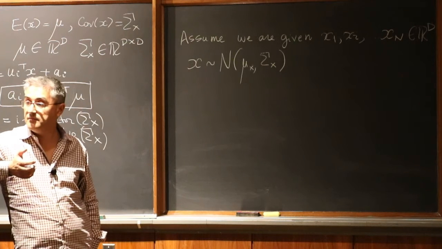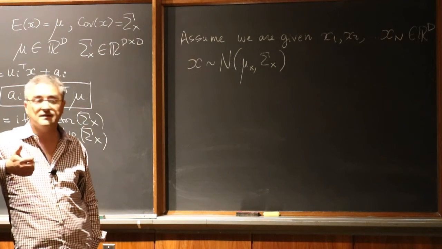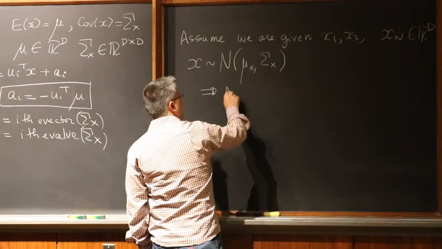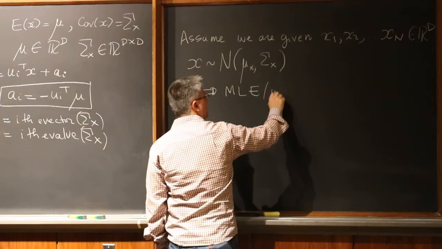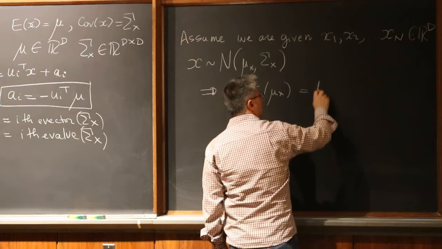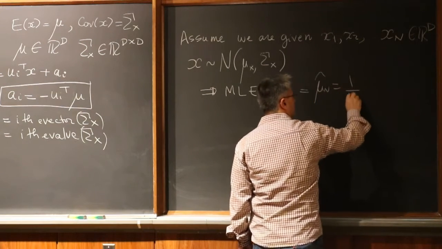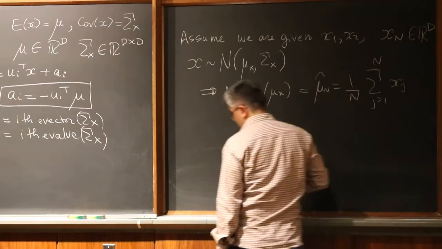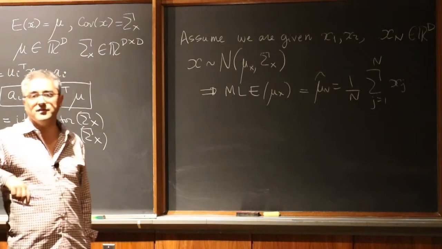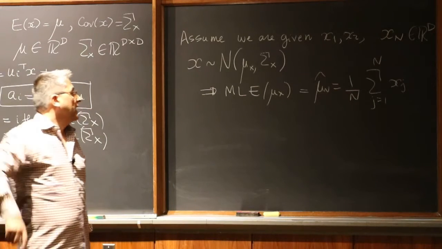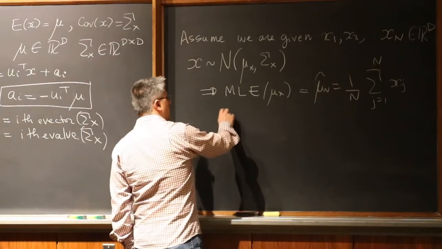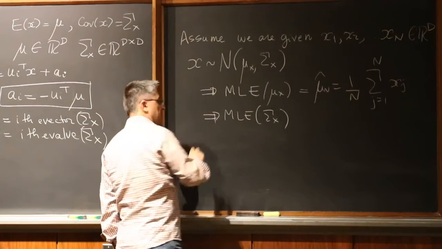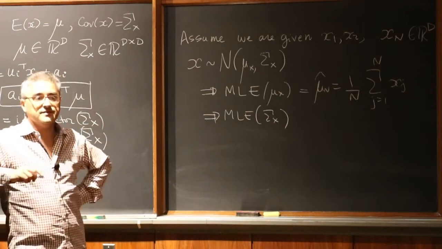The sum of the total number? Any correction to that? Over the number. Okay. So then, the maximum likelihood estimator for mu, which I'm going to call mu n hat, is 1 over n times the sum of the xj. So the maximum likelihood estimator is the average of the data points. What about now the maximum likelihood estimator for sigma x? What is the optimal way to estimate the covariance? Anyone knows?